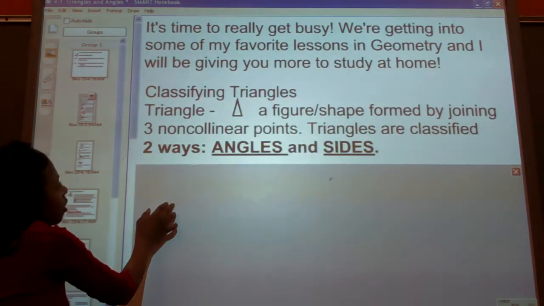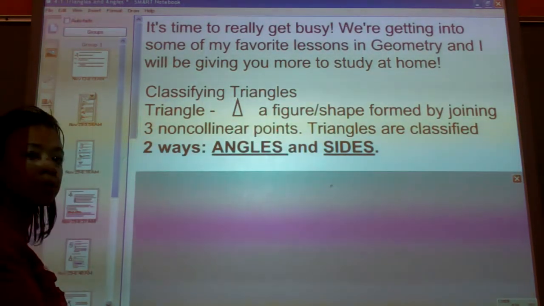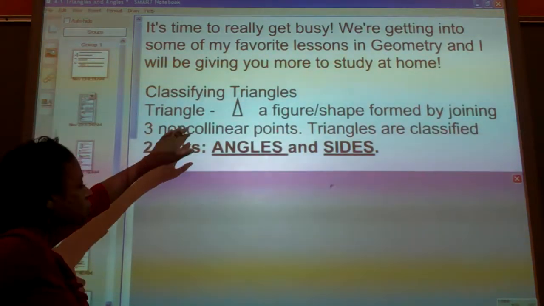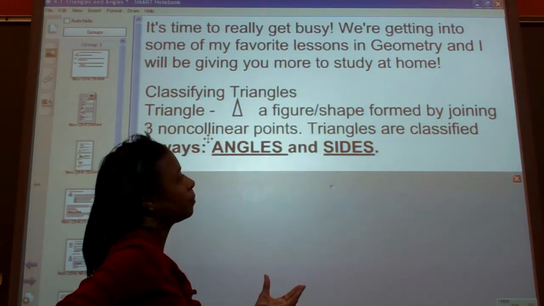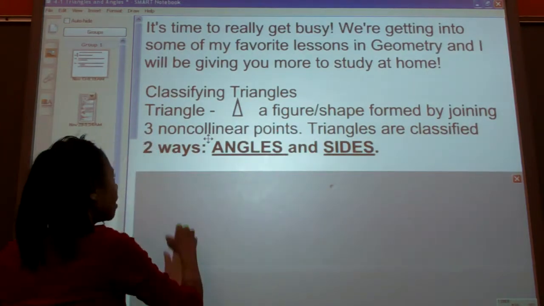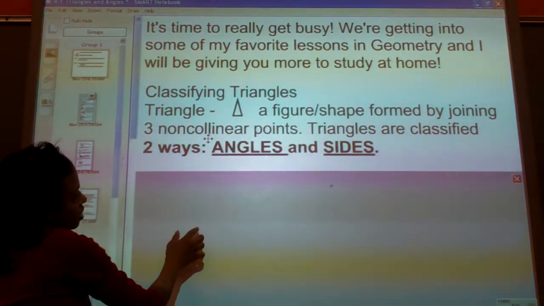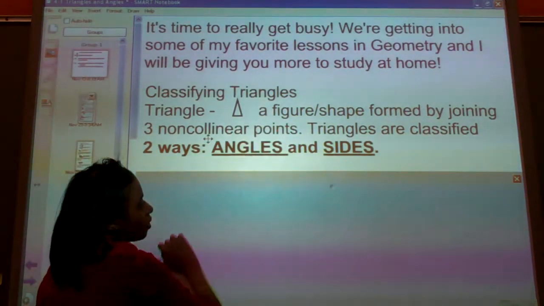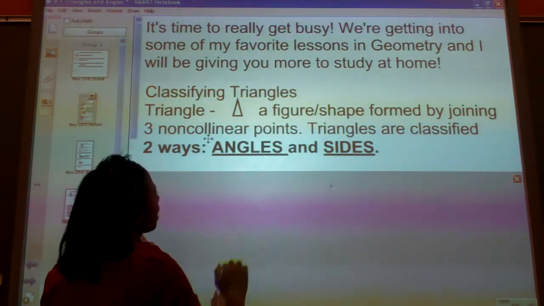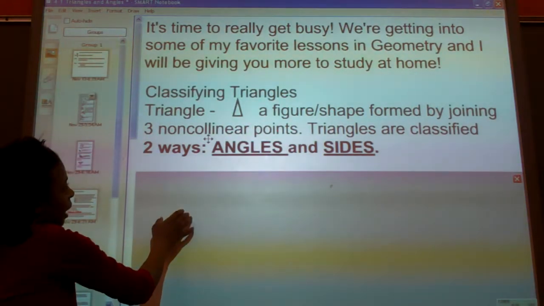Okay, first we're going to talk about classifying triangles. First of all, let's understand that a triangle is a figure or shape formed by three non-collinear points. Triangles are classified two ways. We classify them by their angles, and we classify them by their sides.